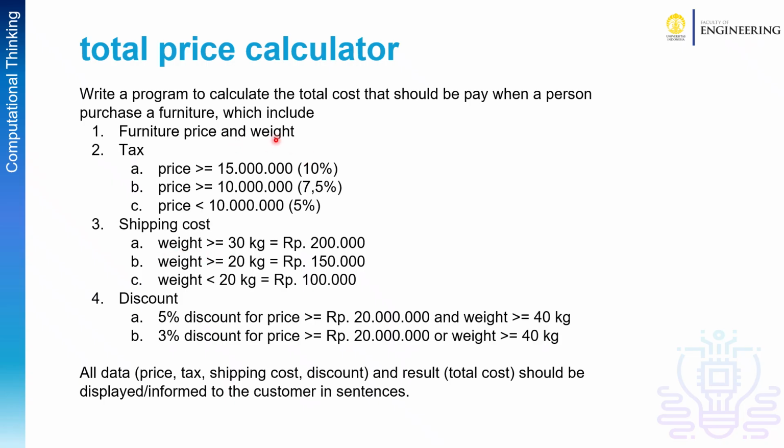So on the first lines of your code, you need to write down the basic price and the weight of the furniture. And then it will add the shipping cost into the total price that you need to pay at the end. And also there will be a discount. You will get 5% if the price is bigger than 20 millions and the weight is 40 kilograms. And there will also be a 3% discount if the price is 20 millions or the weight is 40 kilograms.